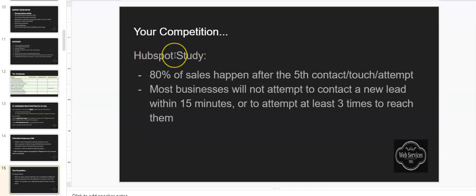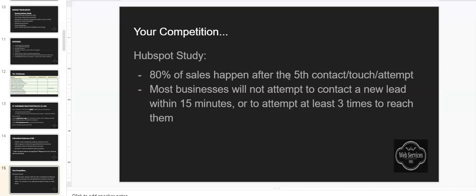HubSpot is a major marketing research firm, and they're also big on inbound marketing. You should definitely check them out. But one of their studies found that 80% of sales happen after the 5th contact or touchpoint or attempt. That doesn't have to be you reaching out to them. That can also be the impression that your business has. So if a client sees a video of yours, or comes across your website, or comes across your ad, all of these things are contact touchpoint attempts, right? So they need to have at least 5 of those for a sale to happen.